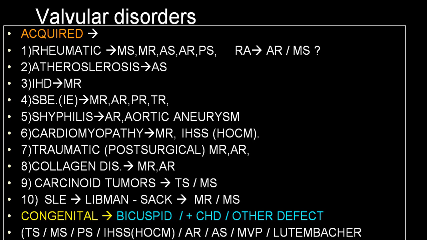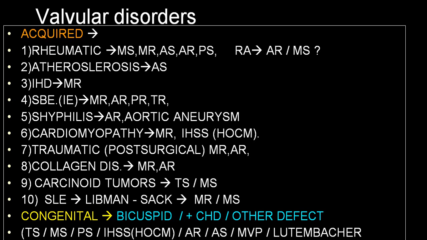Carcinoid tumors can produce involvement of the tricuspid valve and occasionally the mitral valve. Mainly the right side is more commonly involved as compared to the left side. So that will produce more of tricuspid stenosis rather than mitral stenosis. SLE can involve the undersurface of the valve, which is called Libman-Sacks type of valvular involvement, and the most common valve involved is the mitral valve, which can produce MR or MS.